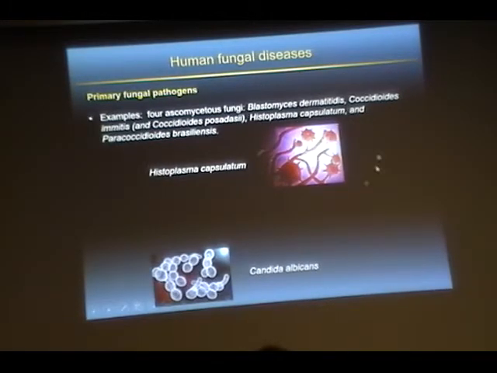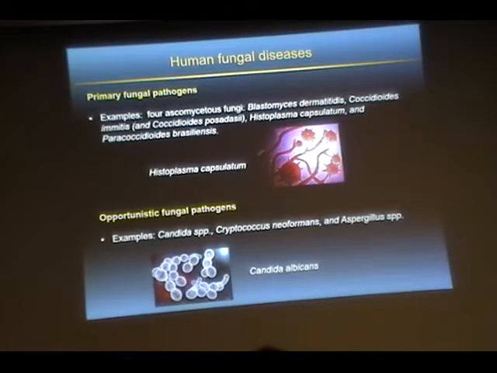So Histoplasma capsulatum is one of the biggest primary fungal pathogens that you will see often in a lot of the diseases in the subsequent slides. And Candida albicans is the key example for the opportunistic fungal pathogen.